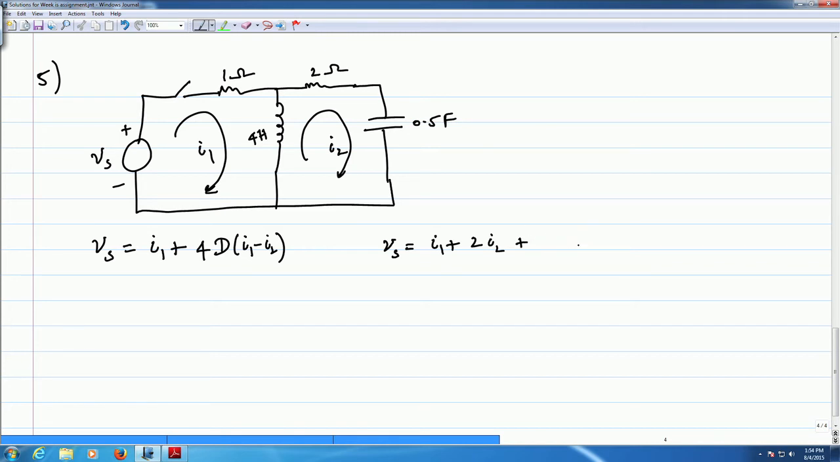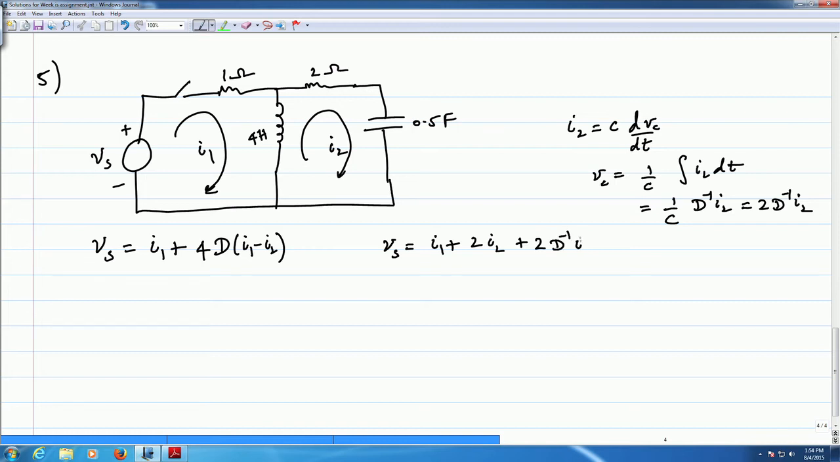Now, the voltage across the capacitance I want to write in terms of the current. So, if you look at it, I2 is going to be C dVc by dt. So, this Vc needs to be 1 by C integral I2 dt, right, and this we are denoting as d inverse. So, it is going to be just 1 by C d inverse I2, and C is actually 0.5. So, 1 by C is going to be 2 times d inverse I2. So, that is the Vc, and that is what we will write here.